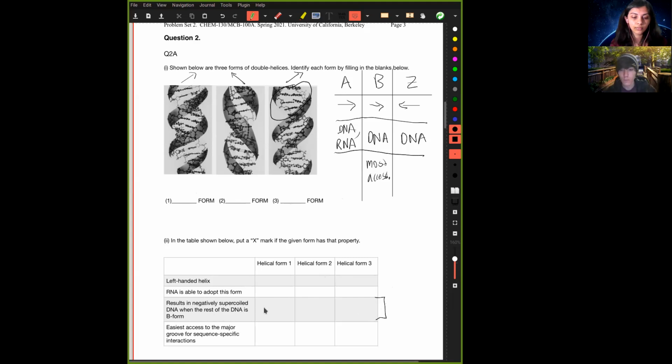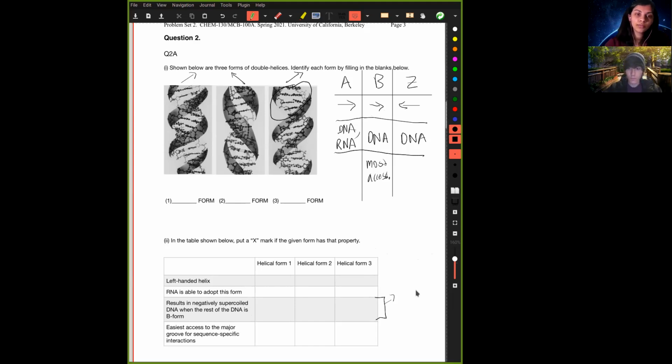Right. So it means that the rest of the B form DNA is underwound when this form of DNA is present. So does that mean that it has the same or different handedness compared to the rest of the helix? Right. So again, remember, for example, the B form DNA, we already know that's right-handed. If we're trying to underwind that, then whatever we're introducing must be turned the opposite direction. So this must be a left-handed DNA form, and that should help you fill in that.